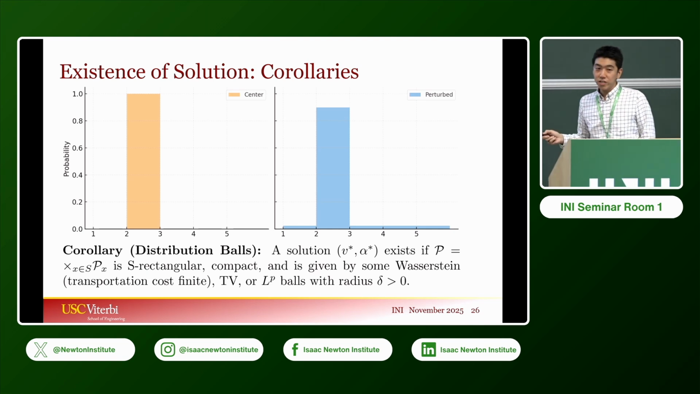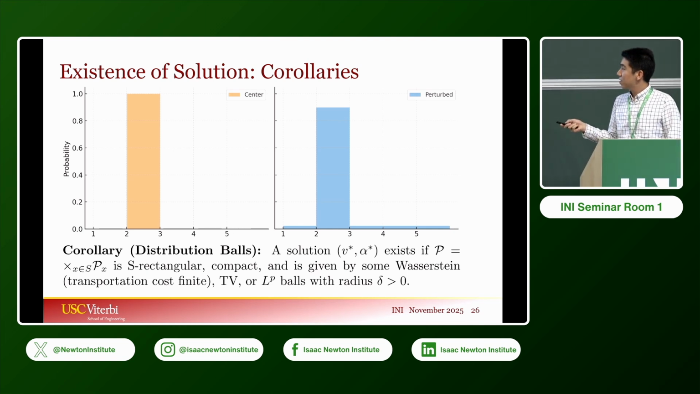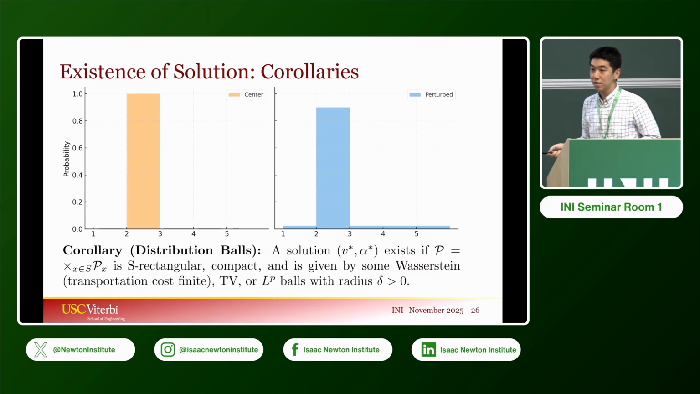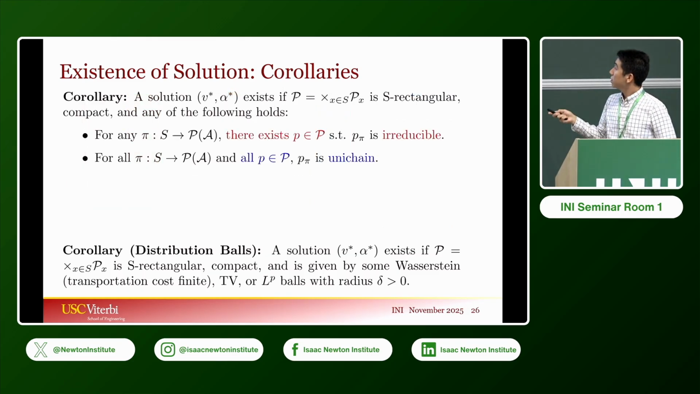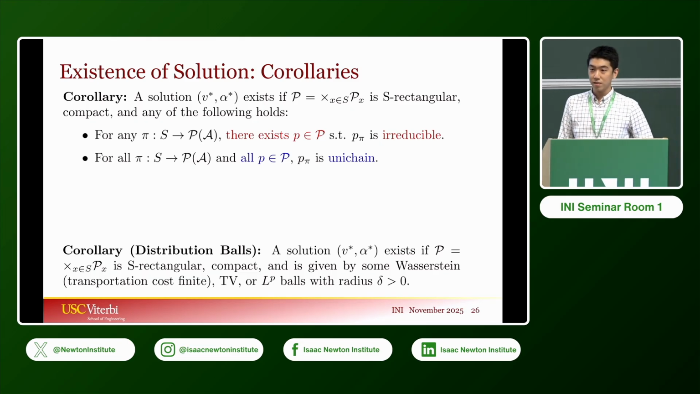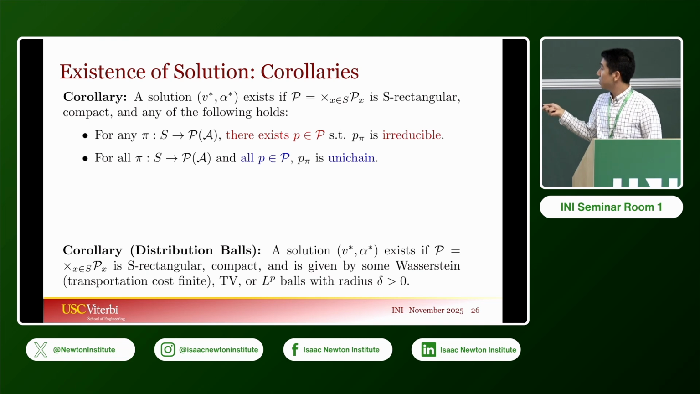The intuition is that for these Wasserstein, total variation, or LP balls, within the ball you have distributions that have full support. So the adversary can shift the mass to every part of the state space, and hence there exists a P such that P pi is irreducible. So you can go everywhere in your state space. That's the intuition behind this corollary.